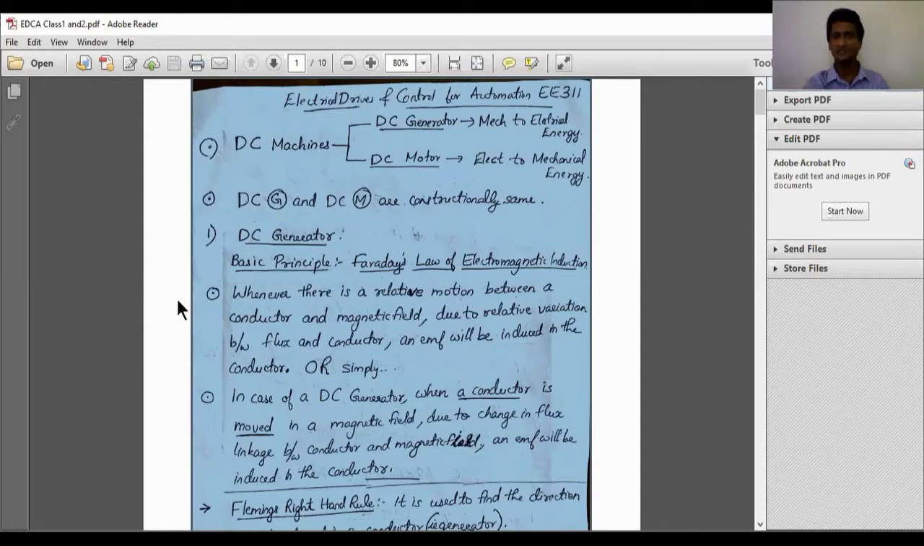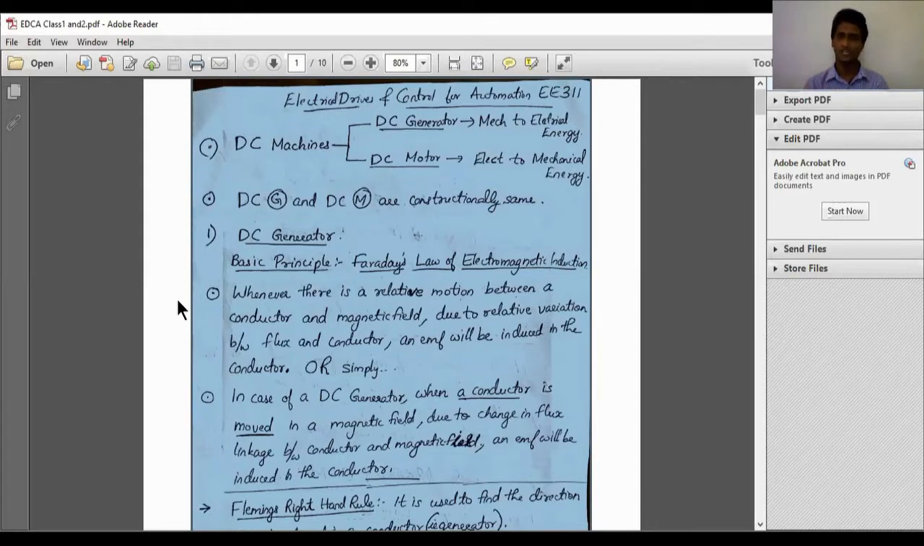A DC generator works on the basic principle called Faraday's law of electromagnetic induction. To explain this law, the minimum requirement is that we require a conductor and a magnetic field. So according to this, if a conductor is moved in a magnetic field, due to change in flux linking with the conductor, an EMF will be induced in the conductor.